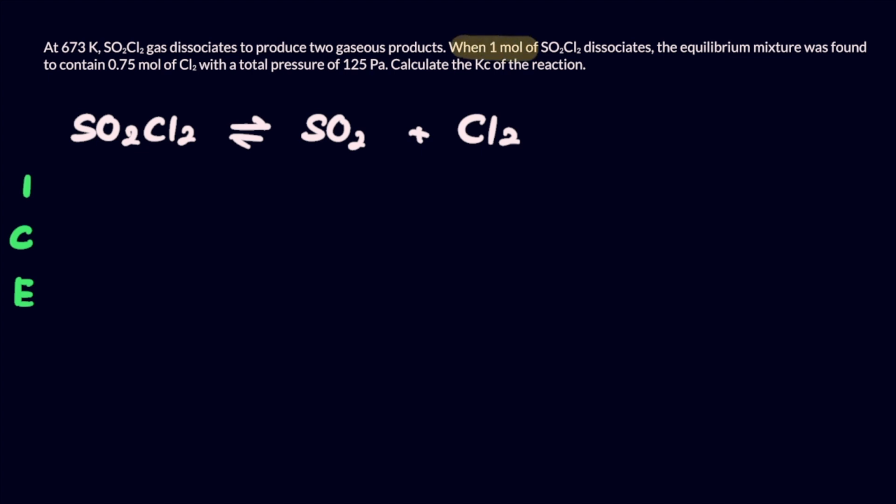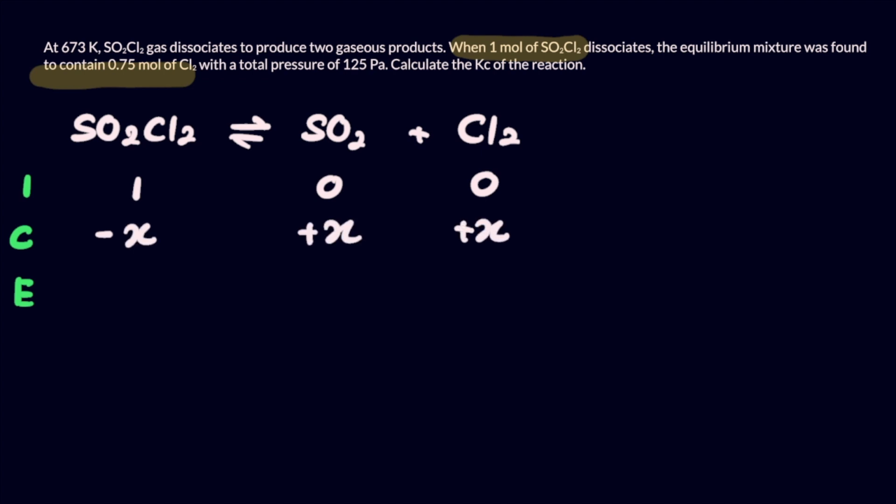So the ICE diagram, initially it gave you that 1 mole of sulfuryl chloride dissociates. So at first it's just 1 mole and there will be no product being formed. So this one is minus X, positive X, and positive X. So here will be 1 minus X, X and X.